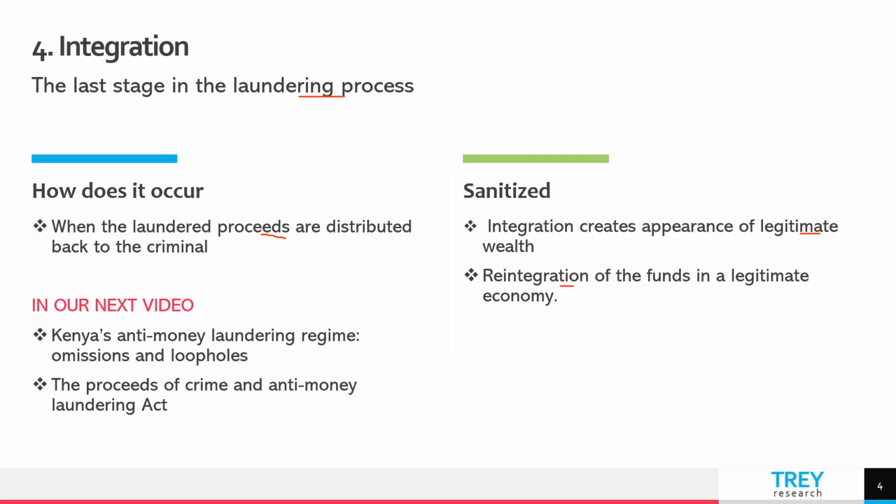And remember, in Kenya we have the Proceeds of Crime and Anti-Money Laundering Act that I'm going to be reviewing in the next video, and I'm going to point out the omissions and loopholes in this particular act. We have a very excellent act, but it has its omissions and loopholes, and this is why we continuously have cases of corruption, money laundering that head nowhere, because of the loopholes and omissions that we have in that particular act. So I'm happy you've understood the entire process of money laundering and how it is done.